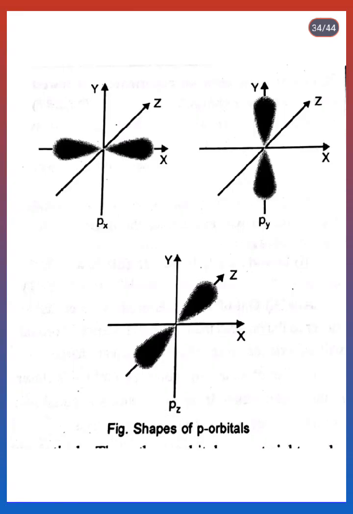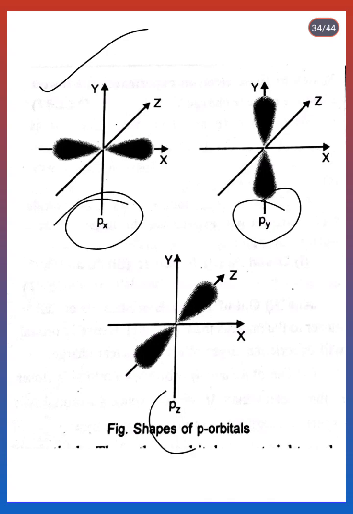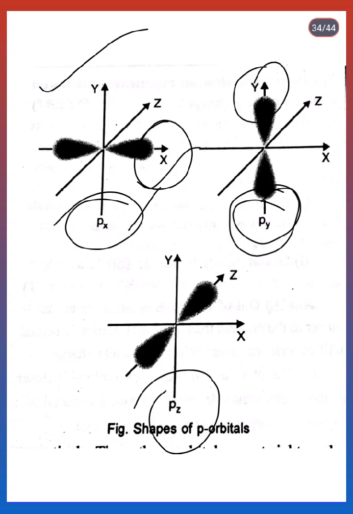Next, p orbital is divided into three parts: px, py and pz. Always draw the x, y and z axes first. Along the x axis is the px orbital, along the y axis is the py orbital, and along the z axis is the pz orbital. These are the shapes of p orbitals.